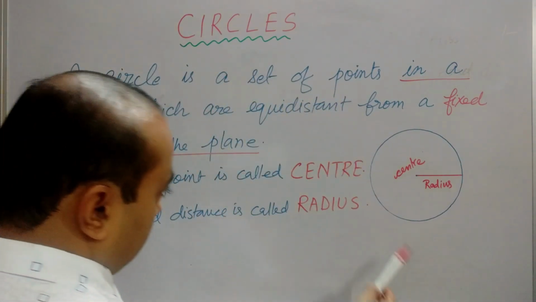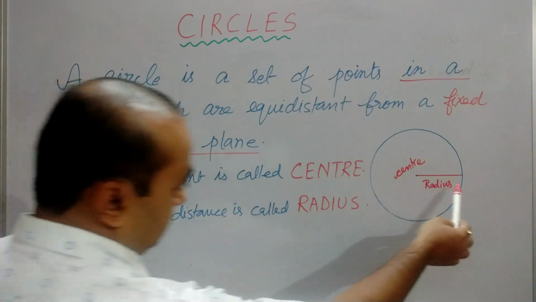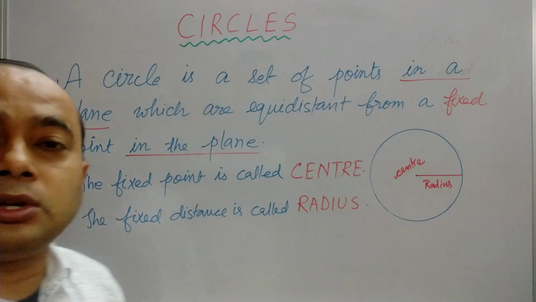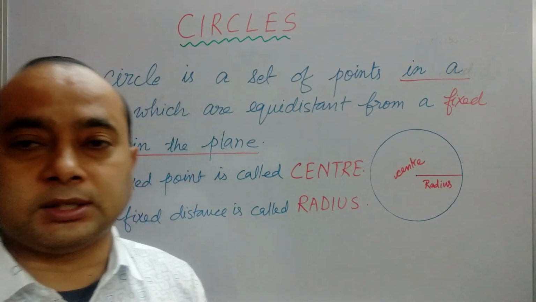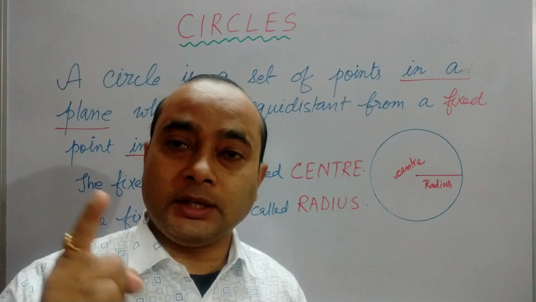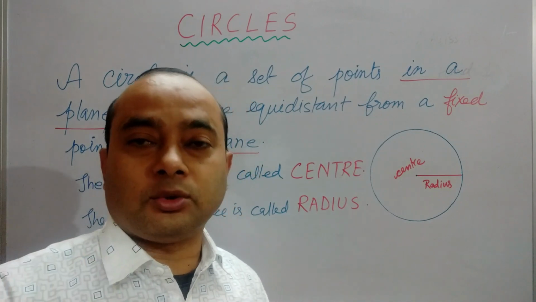You can see in the diagram, this is the center and this distance is the radius. So the fixed point is called center and the fixed distance is called radius. So this knowledge you already have from your class 10. So what is new in class 11? That is the equation of a circle. So let us go ahead.